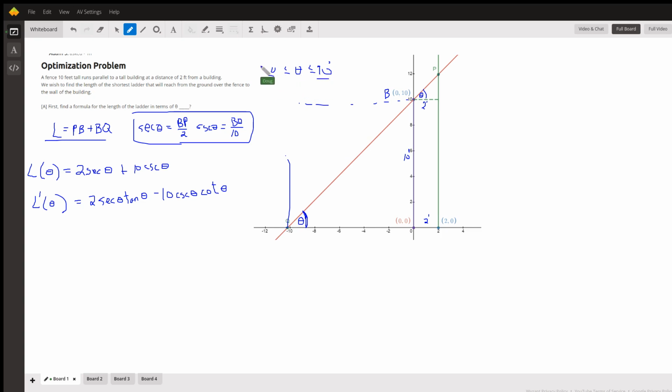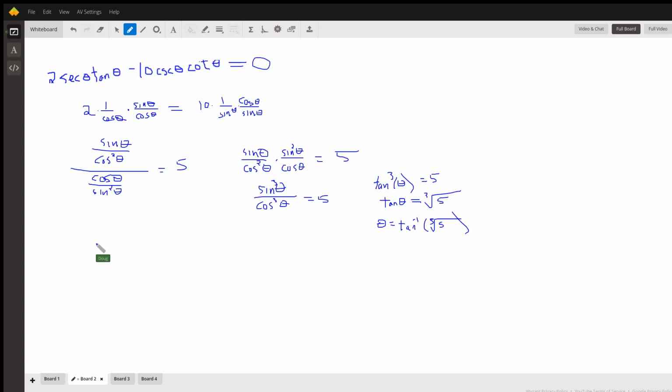So we're only going to look for the critical numbers for L, which means find the first derivative and set it equal to 0. So L prime is equal to 2 times the derivative of secant theta, which is secant tangent, plus 10 times the derivative of cosecant, which is negative cosecant cotangent. We want to know, when does this equal 0?